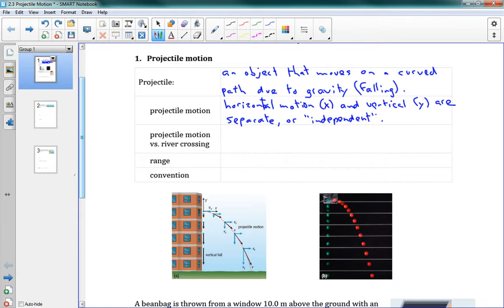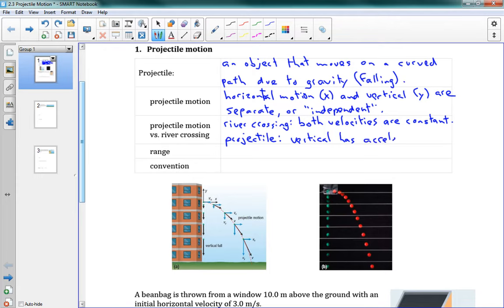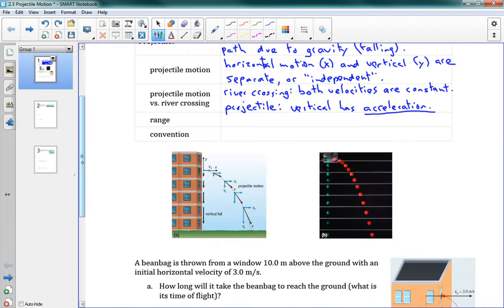Now, if you remember from last lesson, we said that same thing for river crossing problems. We said the horizontal motion and the vertical motion are separate, they're independent, but the difference between these two is that for river crossing, both of the velocities are constant. So you're going across the river at a straight speed, and the river is pulling you downstream at a constant speed. But here for projectiles, the vertical motion has acceleration. And this is the acceleration due to gravity. And so that makes for some interesting problems.